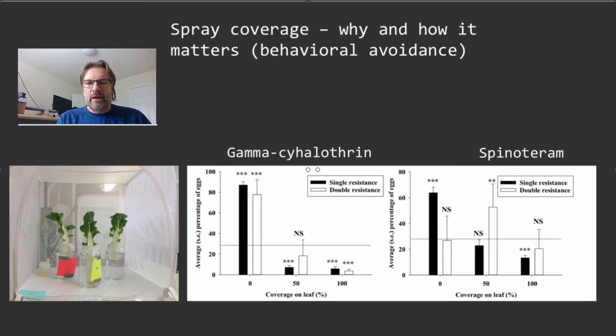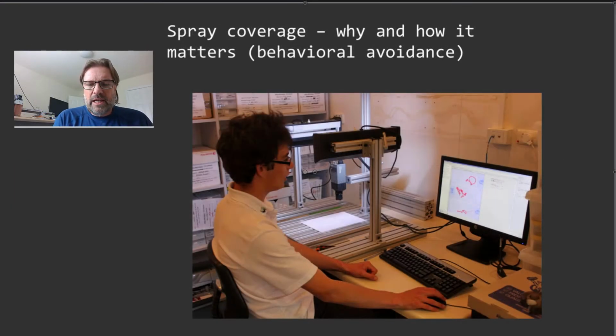And that's what we want to avoid. If they have a choice, they will outsmart us, and they will preferably lay their eggs where their offspring has a higher likelihood of surviving. On the previous slide, I showed you how females shy away from treated surfaces.